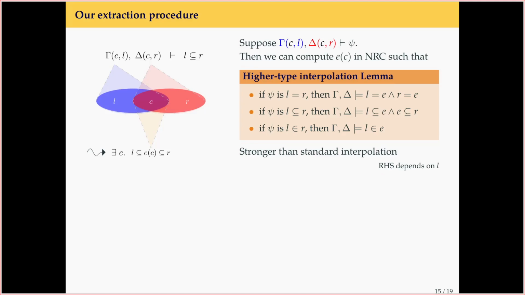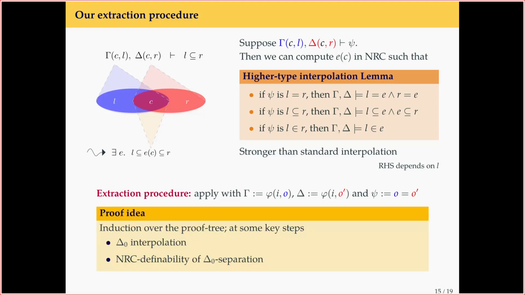The statement is reminiscent of Craig's interpolation, but it is somewhat stronger. In particular, it functions as a backbone for the extraction procedure, which just consists in applying this to the specific case where gamma and delta are two copies of the specification that we want, and the conclusion is an equality. We can check that in this case, the proof artifact is just a functionality proof. As announced earlier, this procedure and the proof work via a straightforward induction over proof trees.